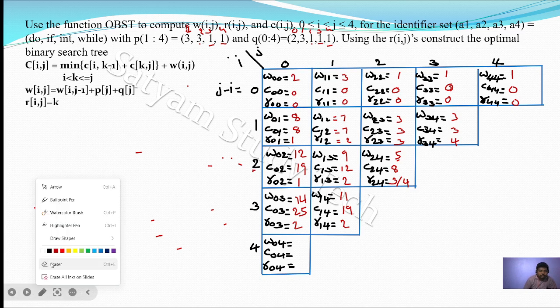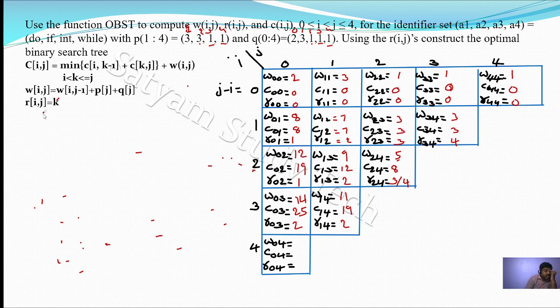Now the last one you can calculate: W of 0,4 is equal to W of i, that is 0, j minus 1, that is 3, plus P of 4 value is 1, Q of 4 value is also 1. So W of 0,3 value is 14. 14 plus 1 plus 1 is 2, so that is 16.